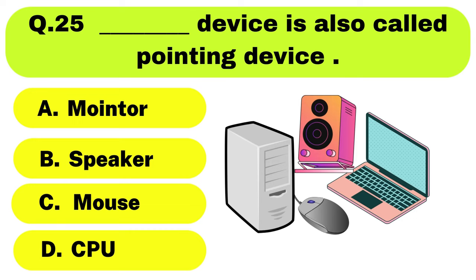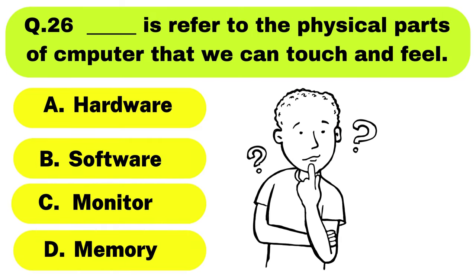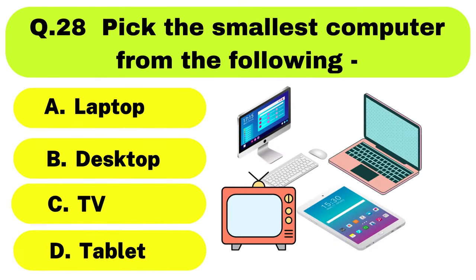Question number 25, dash device is also called pointing device. The correct answer is option C, mouse. Question number 26, dash is referred to the physical parts of computer that we can touch and feel. The correct answer is option A, hardware. Question number 28, pick the smallest computer from the following. The correct answer is option D, tablet.